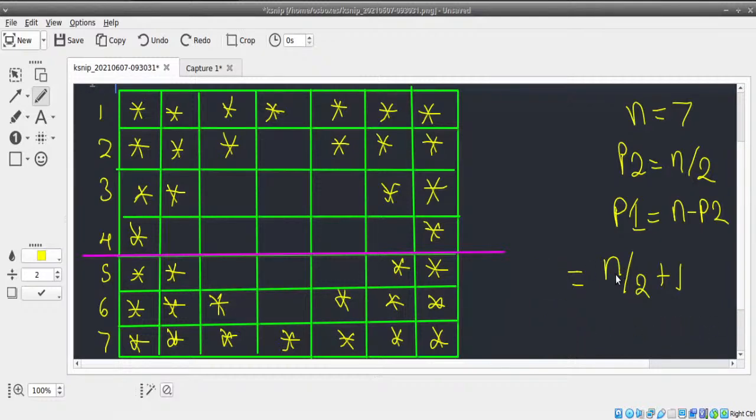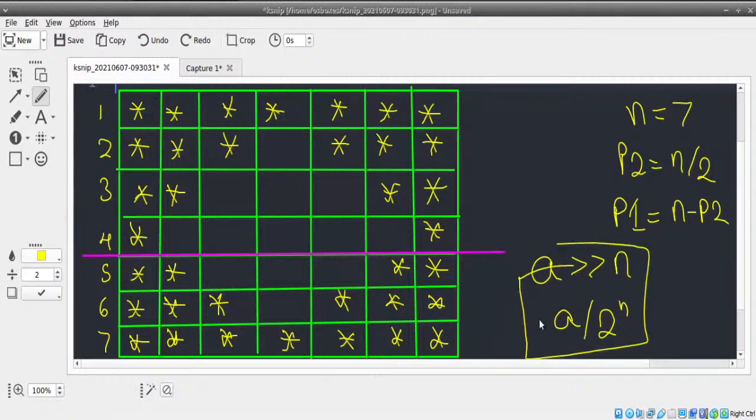If you want to make it even more efficient, think of this. Division by 2 takes a lot of effort, right? How can I make sure that this division doesn't take too much effort? There's a very simple logic to do this. A right shift n is the same as a divided by 2 power n. You can use this logic.